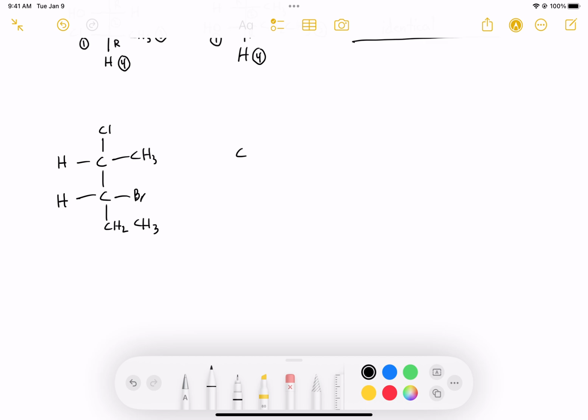Okay, so then we have H, Br, CH3. Okay, so let's say we have a chlorine here, an H here, and then CH2, CH3. So sometimes we will write things in different ways just to confuse you, but that's your job to debunk it.